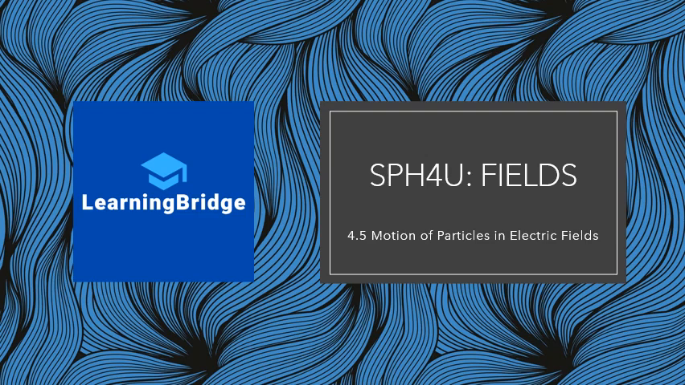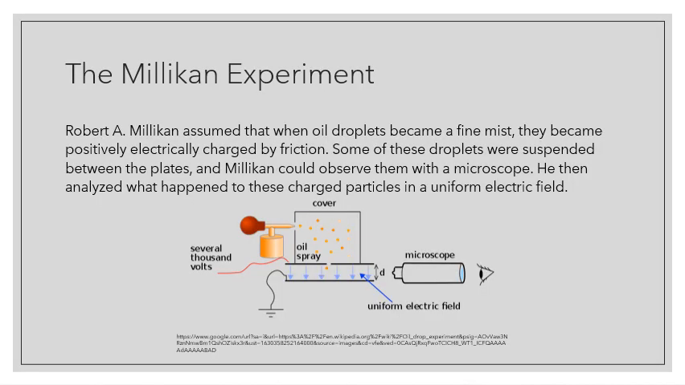SPH4U Fields, 4.5: Motion of particles in electric fields. So the Millikan oil drop experiment was conducted by Robert A. Millikan, who assumed that when oil droplets became a fine mist via a mist fire, they became positively electrically charged by the friction of that mist fire.